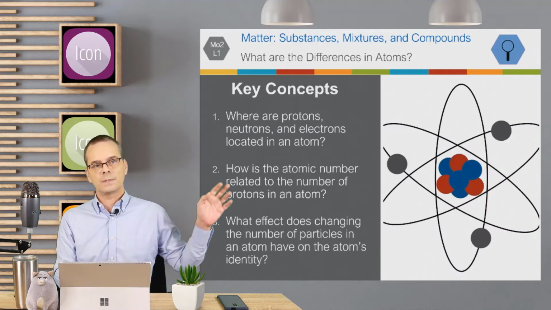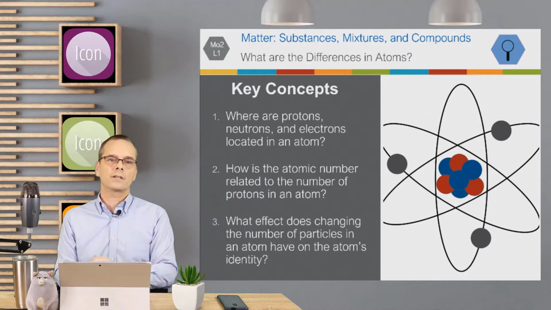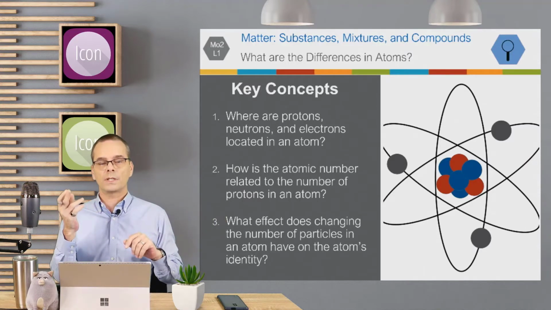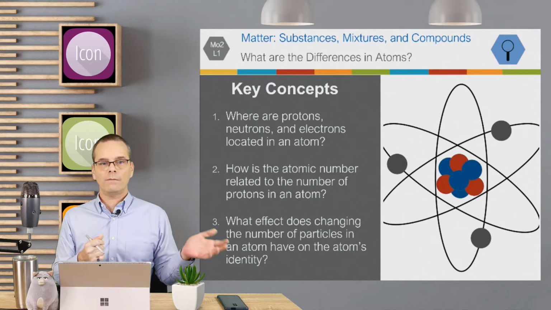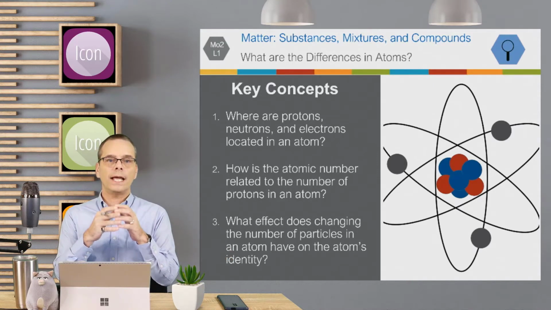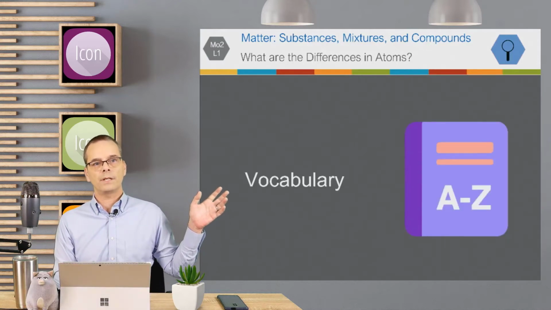Now in this lesson specifically, what we're going to learn are where are protons, neutrons, and electrons located within the atom? How is the atomic number related to the number of protons in the atom? And what effect does changing the number of particles in an atom have on the atom's identity? Let's go ahead and begin with some vocabulary.